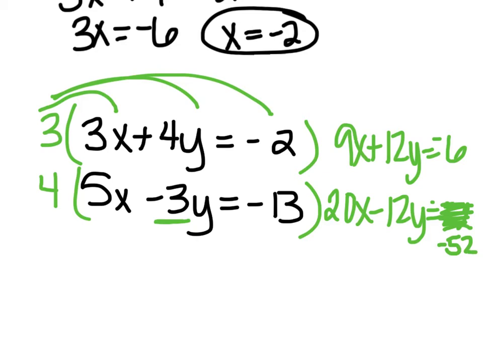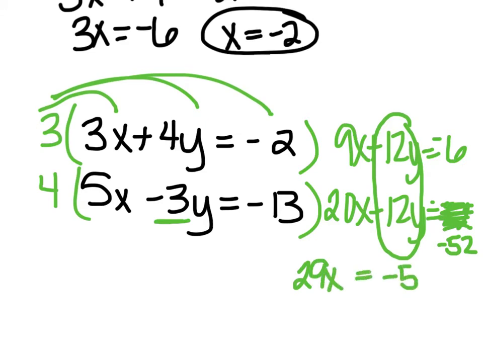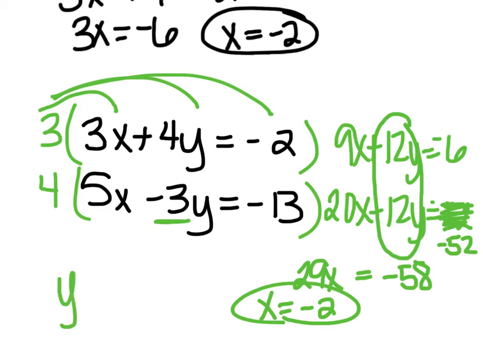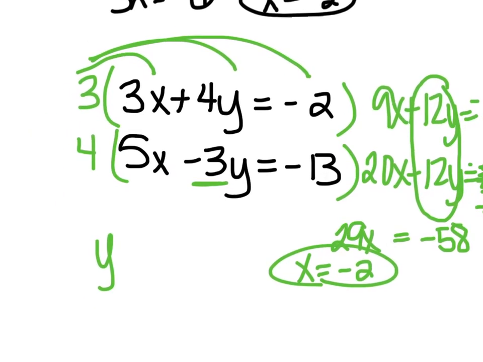Okay, so now that you see we've got our y's, we can cancel out, and then we'll add 20 plus 9 to get 29. This will equal negative 58. And then you divide by 29, so x will equal, again, negative 2, which is what we got in the beginning. And if you substitute that in, I guarantee you, you will get the same y value of 1.